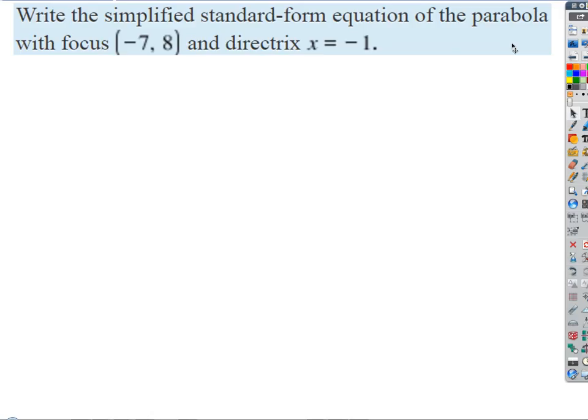Negative 4 is H, H is good. P is negative 3 or positive? Negative. See why? Okay, and this is a parabola that opens sideways, right? So our standard form is that the y has to be the variable.